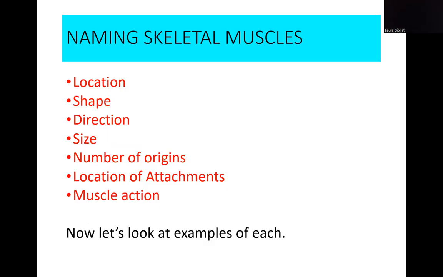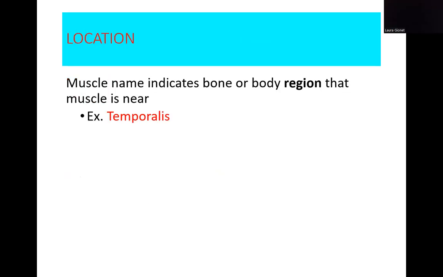Okay, the naming of skeletal muscles is by location, shape, direction, size, maybe the number of origins, location of attachments, and muscle action. And we'll look at an example of each one. So this is helpful, the same as when you're looking at skeletal anatomy, where I gave you terms associated with holes through bone, like a foramen or a fissure. And of course the holes were all passageways, something to go from one side of the bone to another, maybe an artery or a nerve.